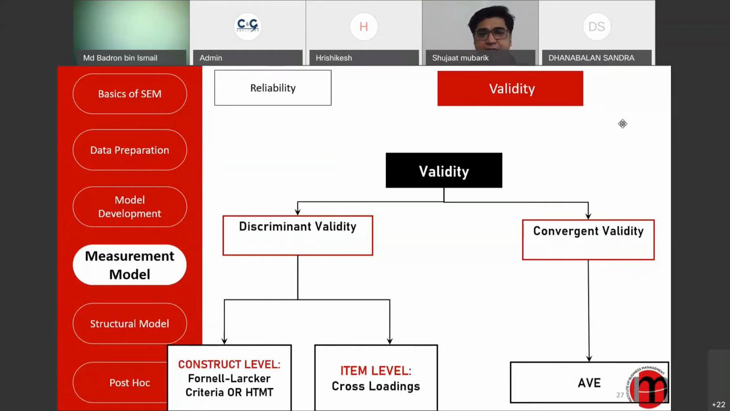Discriminant validity is being further gauged by two things. The construct level is being gauged by the Fornell-Larcker criteria. I'll be explaining what the Fornell-Larcker criteria and the HTMT are. At the item level, it is gauged by cross-loading. Again, we'll be discussing this in the next slide. And convergent validity is gauged on the basis of AVE, average variance extracted.